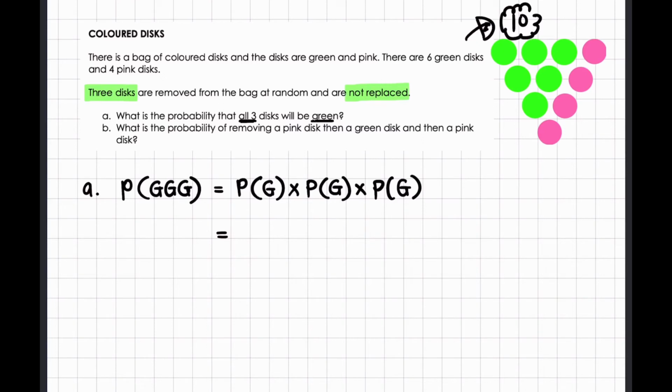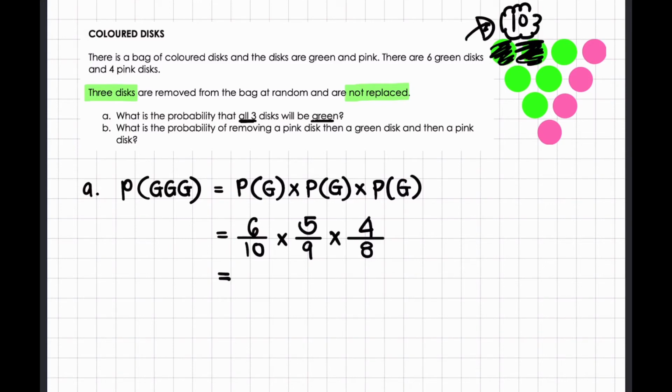Alright, so how many green discs do we have? For the first draw, we have 6 green discs, so there's 6 green discs out of 10 discs in total. Now, for the second draw, my 10 discs go down to 9 discs. And for the third draw, my 9 discs are now 8 discs. So if I drew a green disc the first time, then for the second draw I have 1 less green disc to draw from, so now I only have 5 green discs. Now if I drew another green disc, then there's no longer that green disc in the bag either, and now I only have 4 green discs to choose from. So that's how I'd be able to work it out.